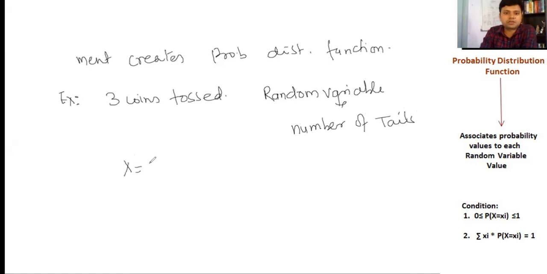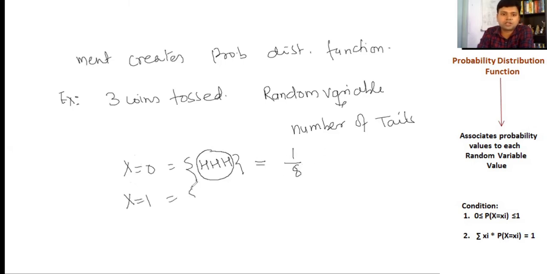So for X equal to 0, what will be the outcome? That is HHH. And what is the probability of HHH in this random experiment? It is 1 by 8 because the total sample space is 8 here and favorable is only one, that is HHH. So it is the probability of X equal to 0. For X equal to 1, what are the outcomes? It is HHT, HTH, and THH. Here I can see 3 favorable outcomes, so the probability will be 3 by 8.